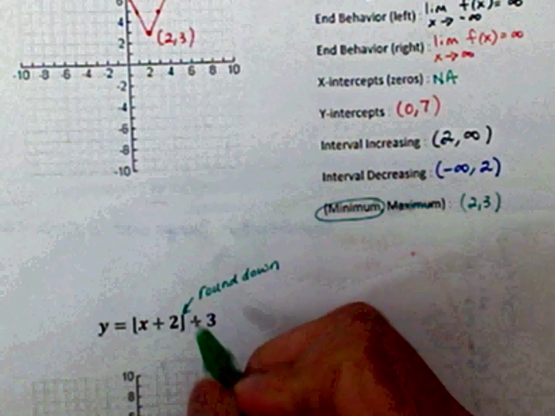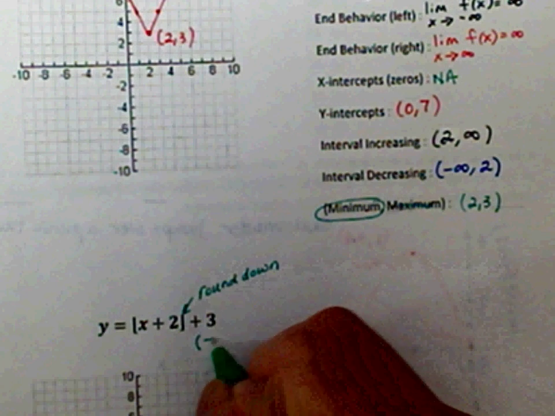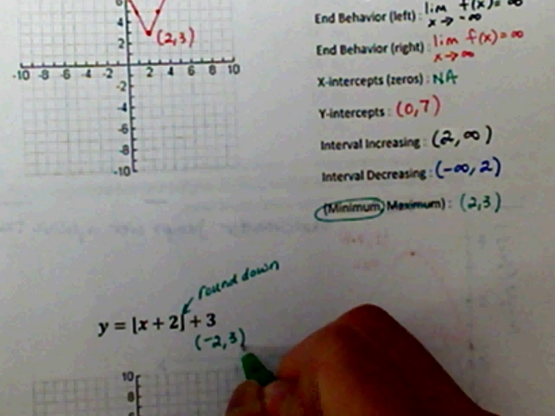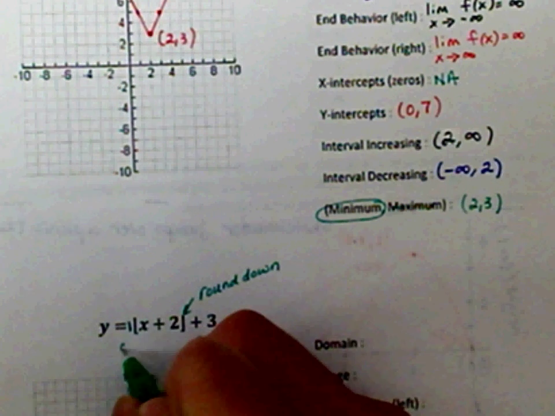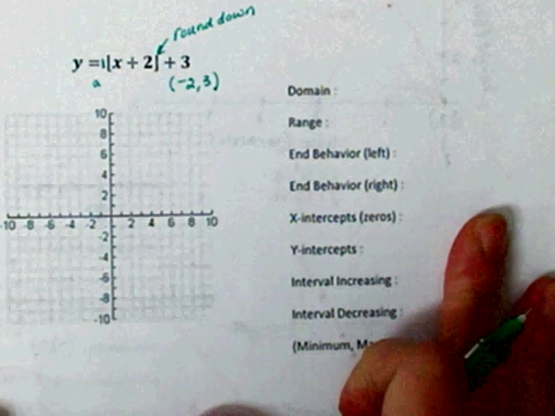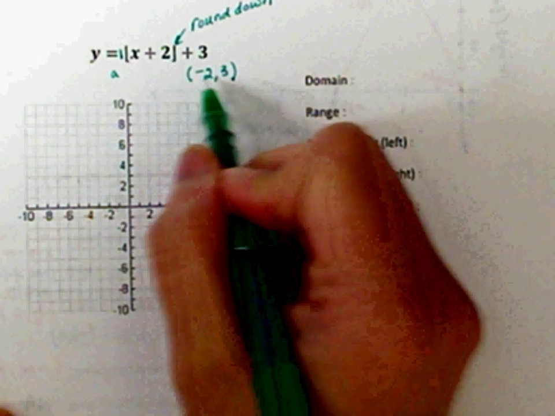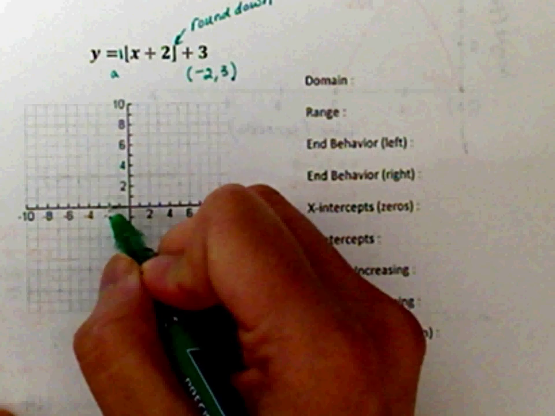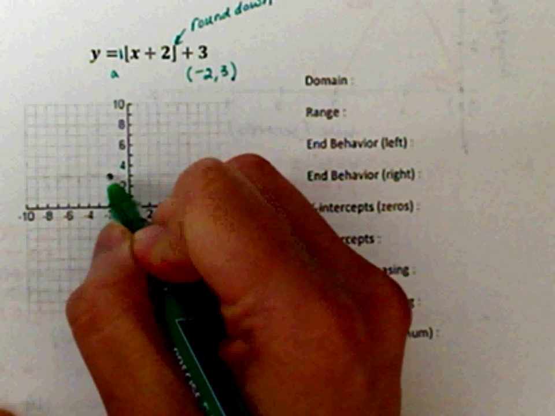All right. So your vertex is at (-2, 3). Okay? And your A is a 1. Your step is a 1. So I am going to go to (-2, 3). That just kind of gives you a starting point. So negative 2, positive 3. So I'm going to put a point there.